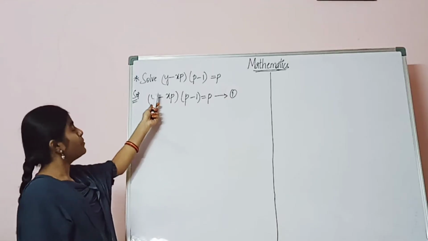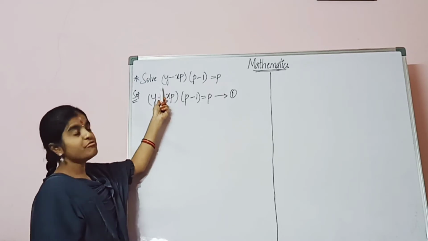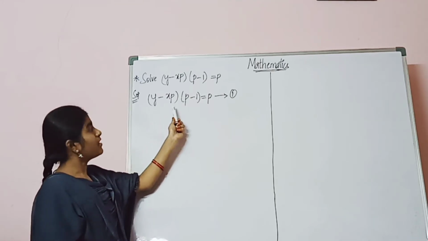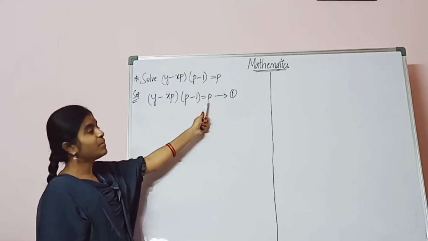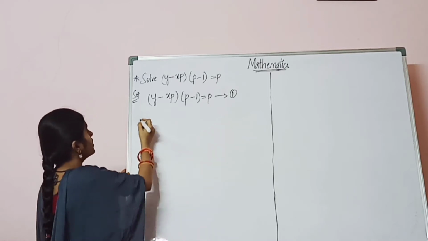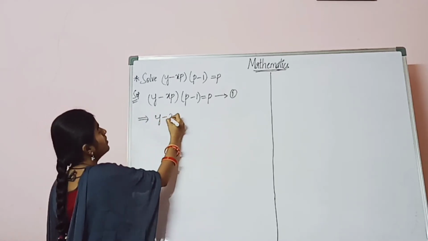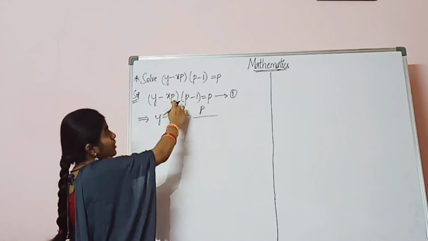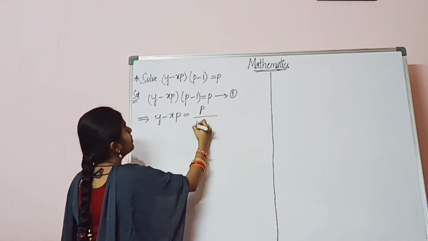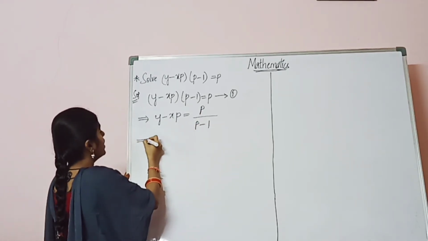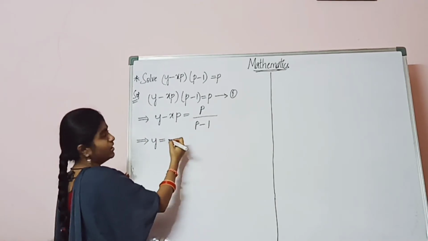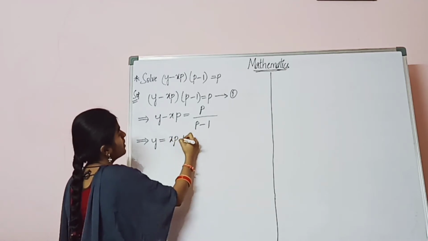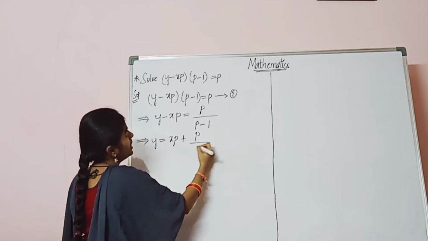Now let us discuss an example problem. Solve y minus xp into p minus 1 equals p. Coming to the solution, y minus xp into p minus 1 equals p, which we are considering as equation 1. That implies y minus xp equals p by p minus 1, since the multiplication becomes division. That implies y equals xp plus p by p minus 1, as xp goes to the other side.